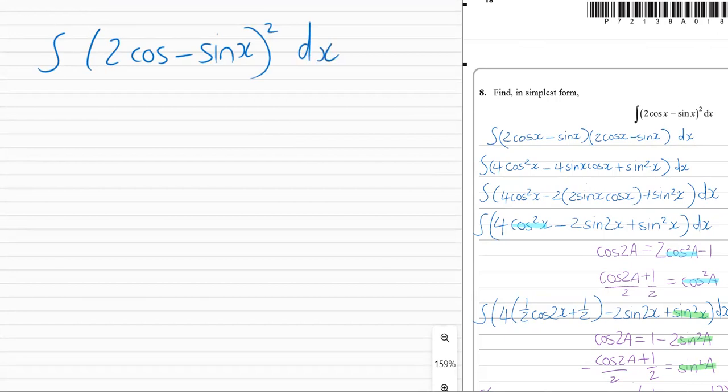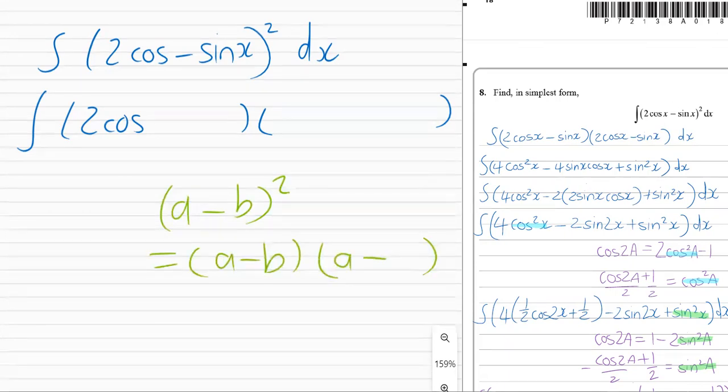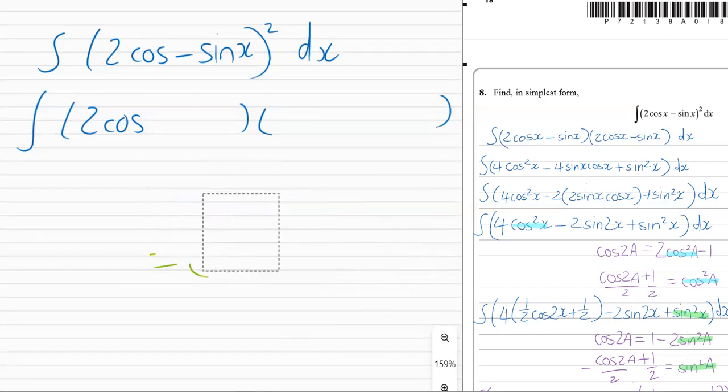So bringing down your integral sign every time, just so that you have it. There are 2 of these brackets, and it's the difference between 2 squares. If you have a squared minus b squared, that's the difference between, excuse me, what am I doing? It's not the difference between 2 squares. It's 2 of exactly the same brackets. So if we had a minus b all squared, that's equal to 2 of exactly the same brackets. We're not dealing with the difference between 2 squares.